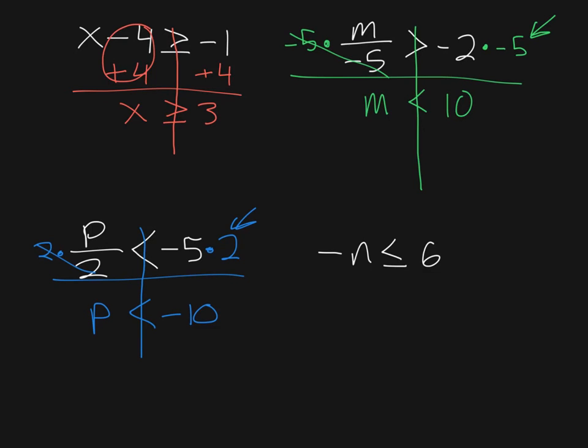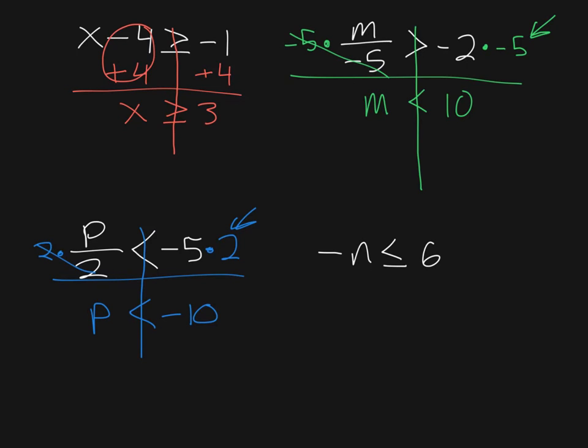It's still less than. Even though there's a negative involved, right? Negative 5, the answer is negative 10. So there are negatives, but we multiplied both sides by a positive number. So because that 2 is positive, the inequality doesn't change.